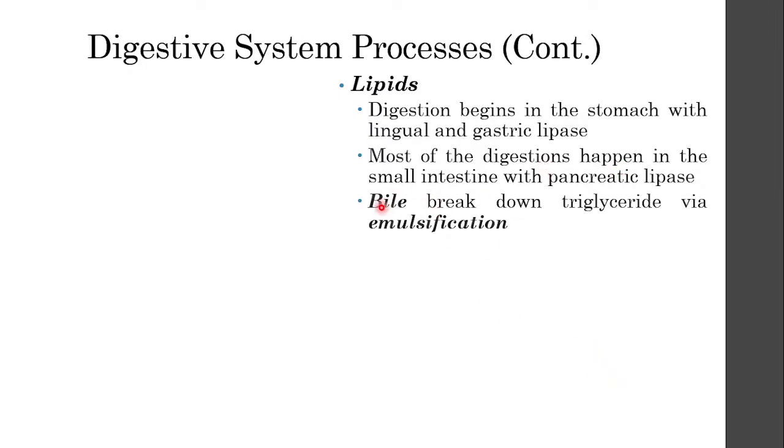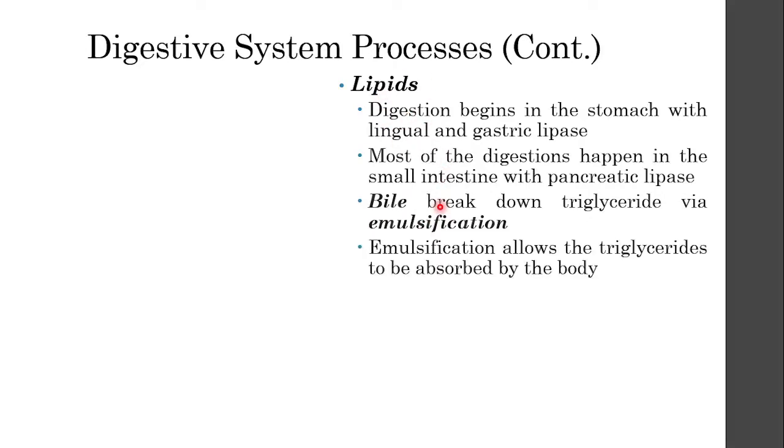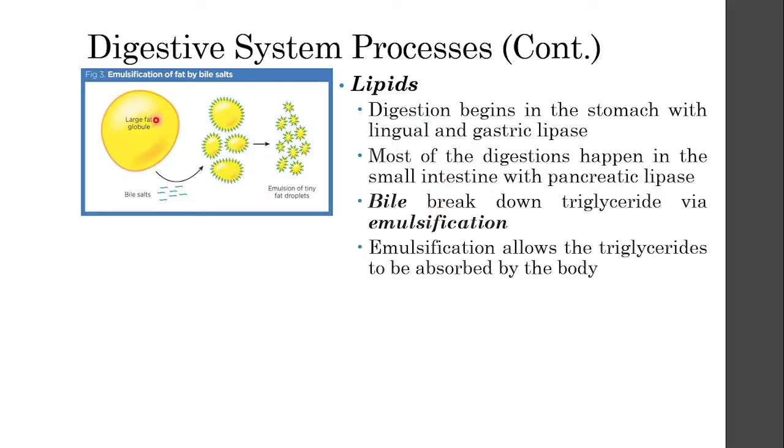Bile is a very important enzyme that is released by the liver, remember that, but it is stored in the gallbladder. The reason that we need this bile is because we need emulsification of these lipids. Let's remind ourselves what emulsification is. Emulsification is basically breaking down a large fat globule and turning it into much smaller globules.